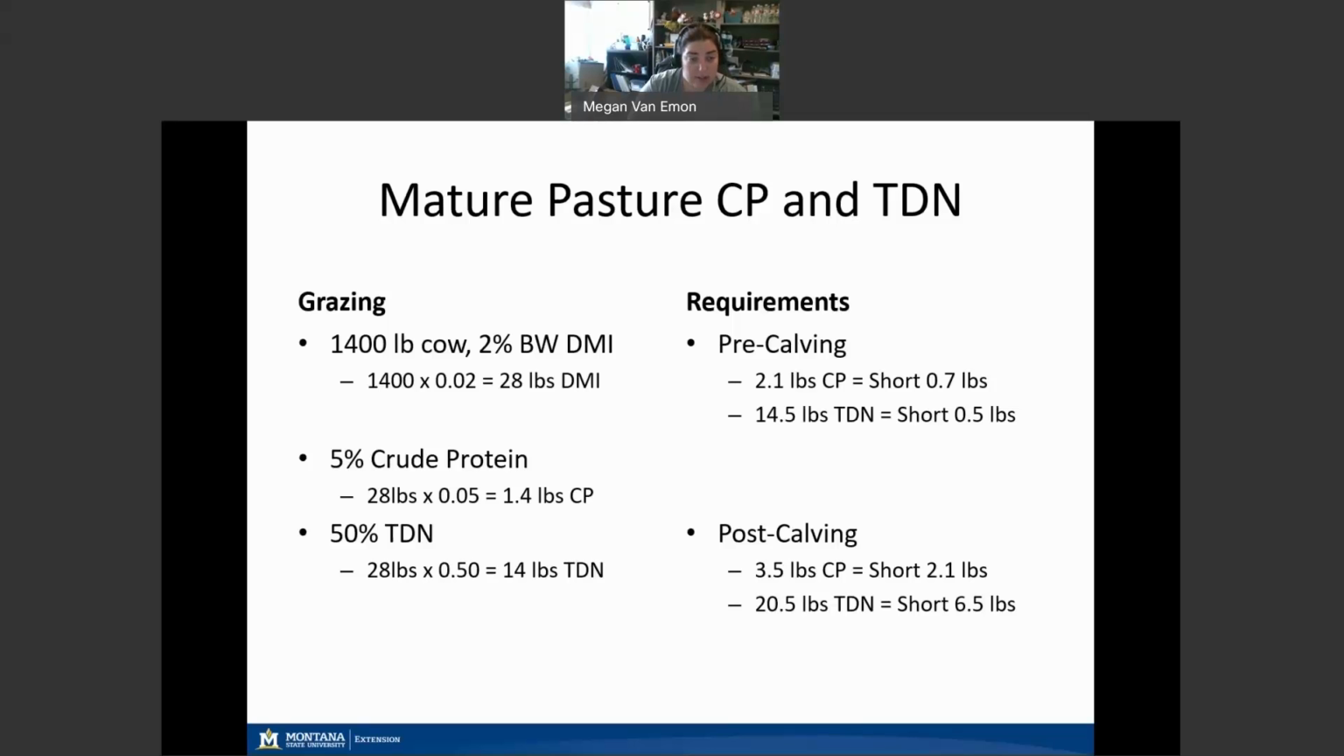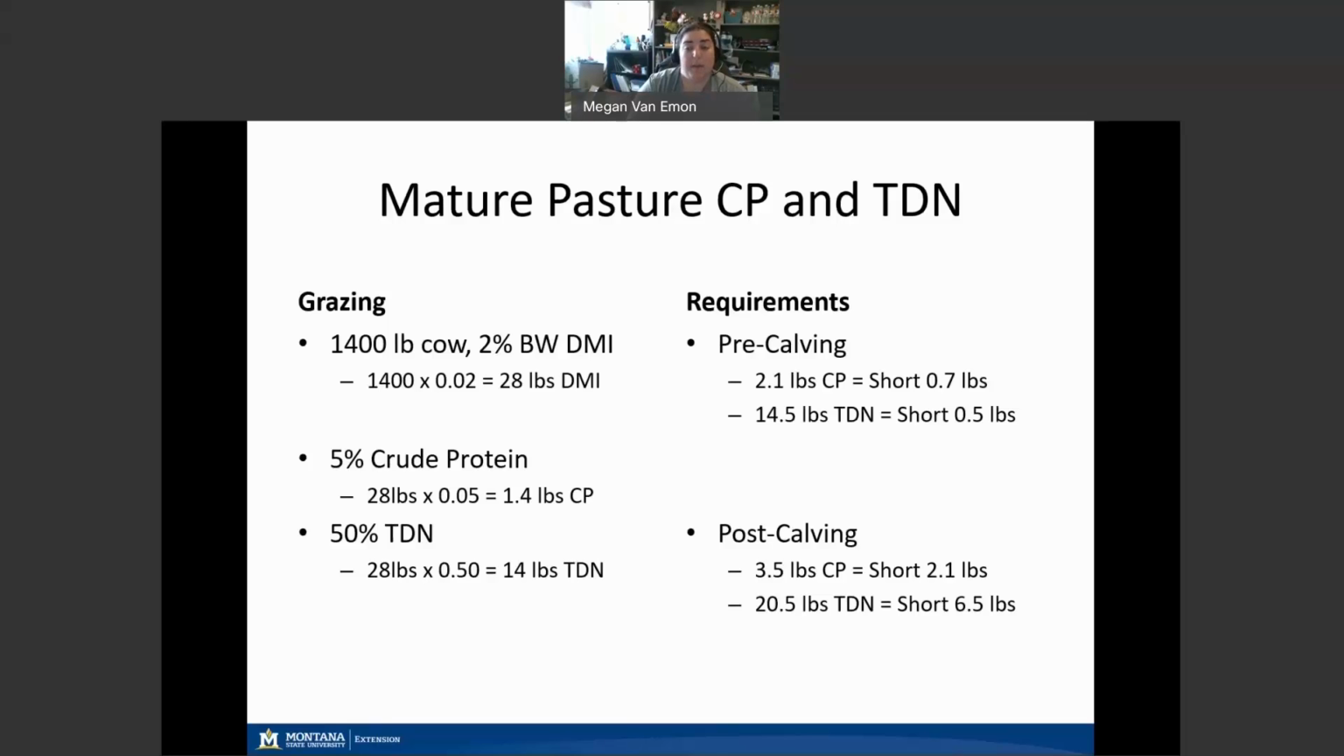So if we look at our 5% crude protein for our pasture, to figure out how many pounds of protein she would consume each day, that's 28 pounds of that dry matter we calculated previously, times 5% as a decimal, 0.05, which gives us 1.4 pounds of protein. We do the same thing for our energy, so 28 pounds times 0.5 gives us 14 pounds of energy.